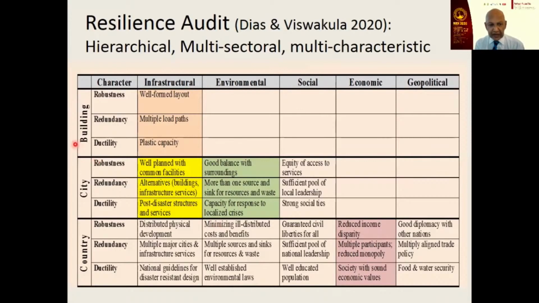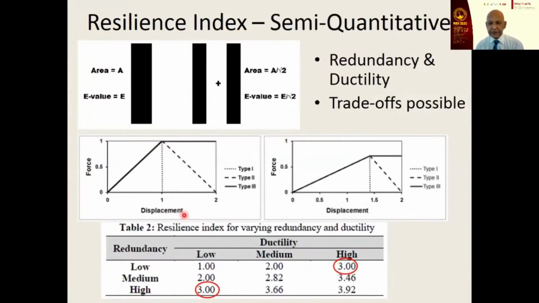So you can do it at a building level, a city level, a country level, but at each, and for these different components from infrastructure to geopolitical. But for each one of those, we need to see, are the robustness components okay, good sharing, are the redundant components okay, alternatives, and is the ductility also okay, ability to cope when situations are a bit different or there is a greater demand than normal.